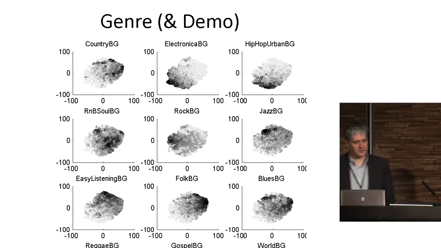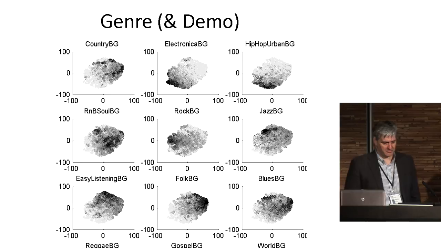So how well does it seem to be doing? Here are a few plots of the genre data, and you see, related things seem to be reasonably close together. So folk and blues and easy listening are in one corner, electronica and hip-hop in another. So at a first glance, that looks not too bad.